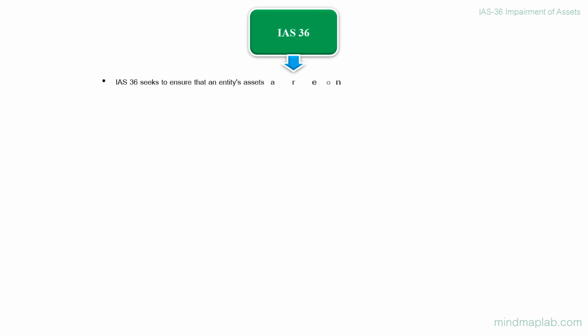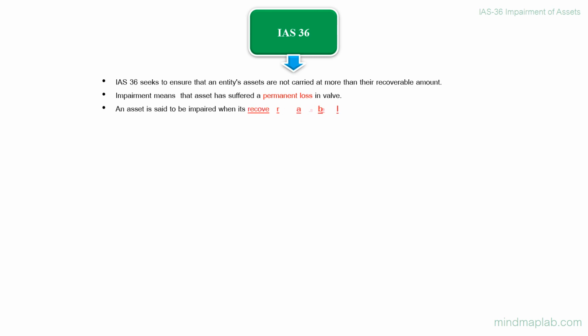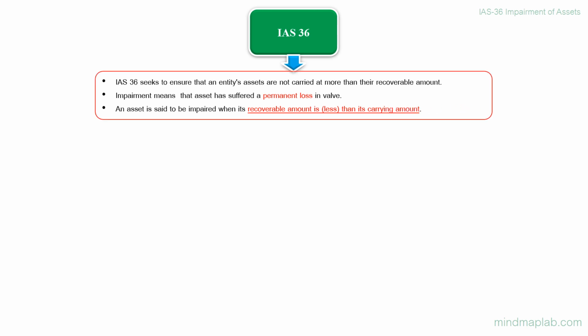Before going further, we need to understand IAS 36, Impairment of Assets. IAS 36 seeks to ensure that an entity's assets are not carried at more than their recoverable amount. Impairment means that an asset has suffered a permanent loss in value. An asset is said to be impaired when its recoverable amount is less than its carrying amount.